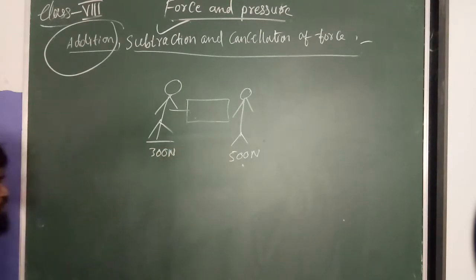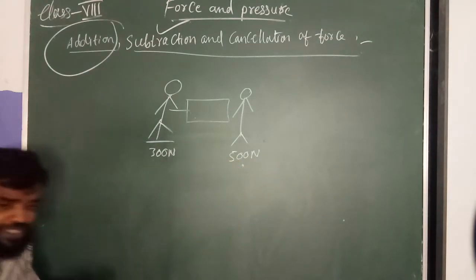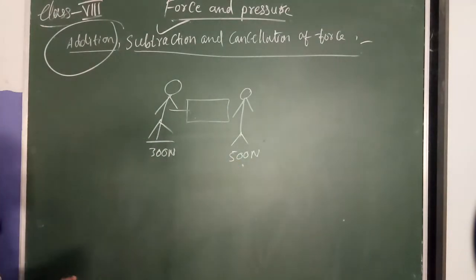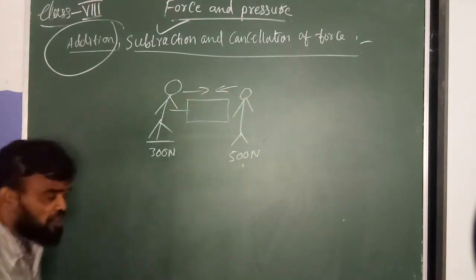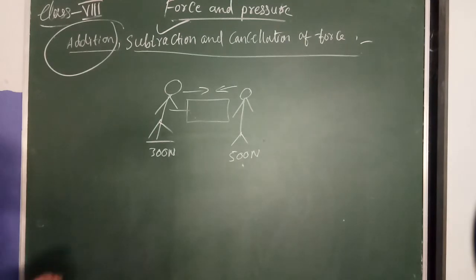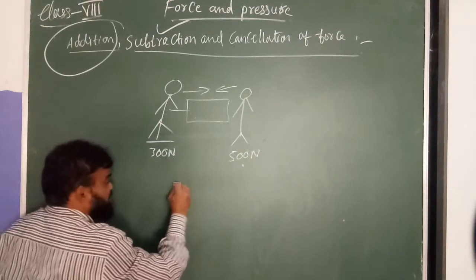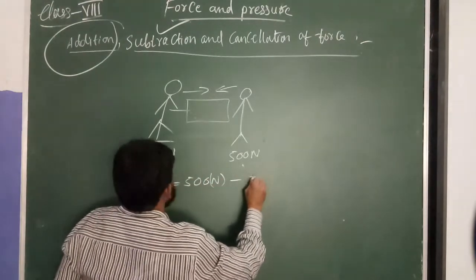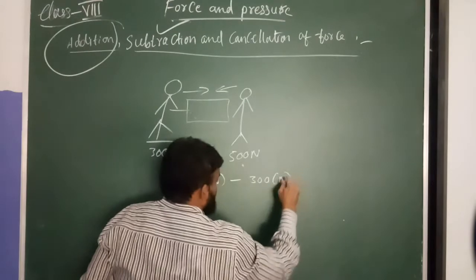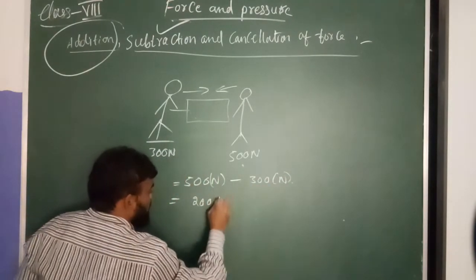How much force is being applied? How do we get the answer from that? How much force is applied approximately from both directions? One is applying in this direction, and the other in the opposite direction. They both are applying in opposite directions. So how do we calculate it? Here we can subtract: 500 Newton minus 300 Newton. Then 500 Newton minus 300 Newton is 200 Newton.